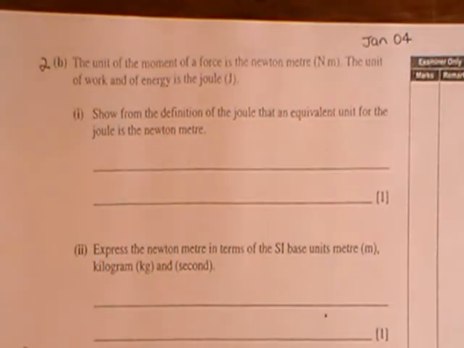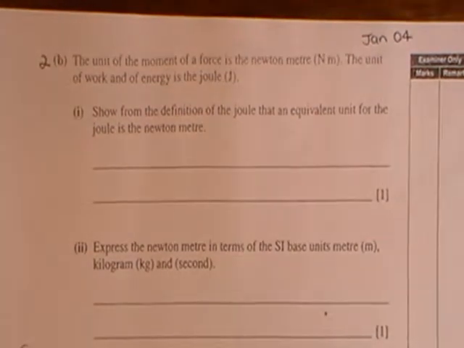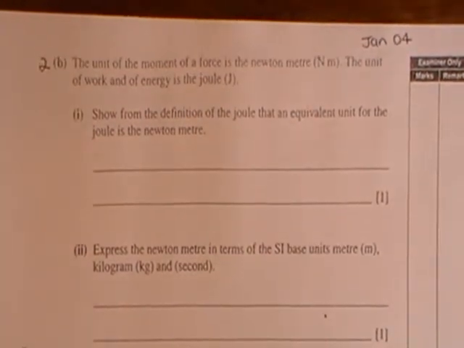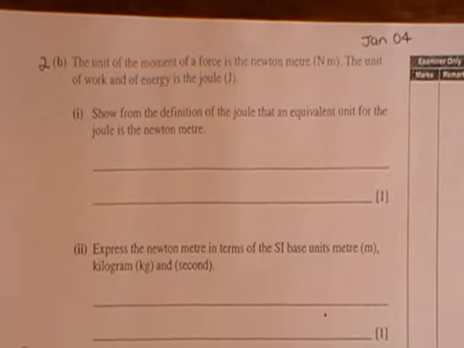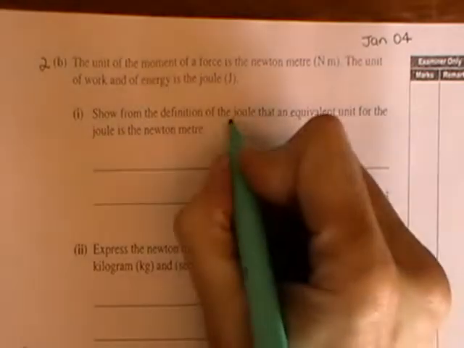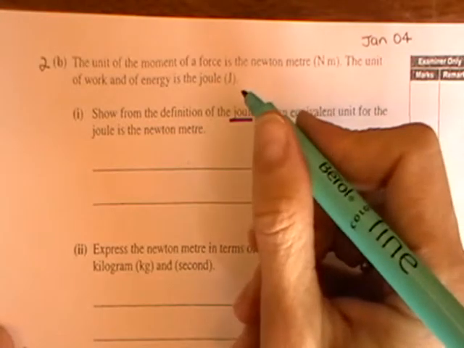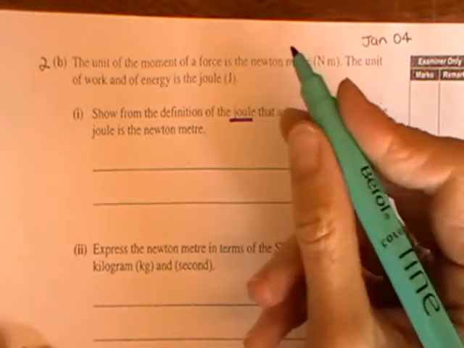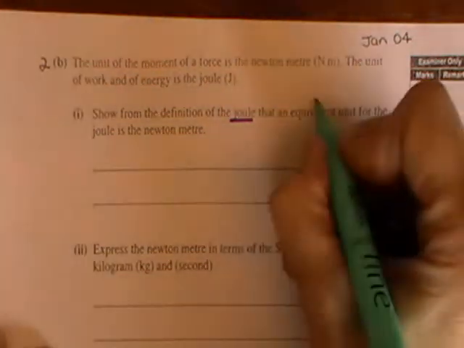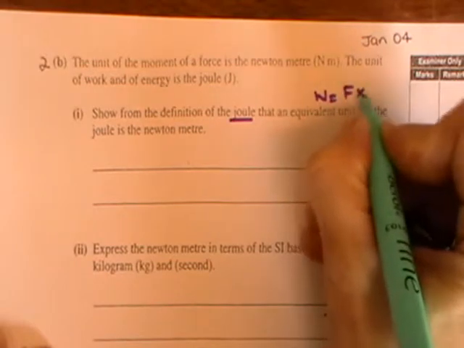This is January 04, question 2b. Show from the definition of the joule that an equivalent unit for the joule is a Newton metre. So the definition of the joule comes from the definition for work done. So we know that work done is force by distance.